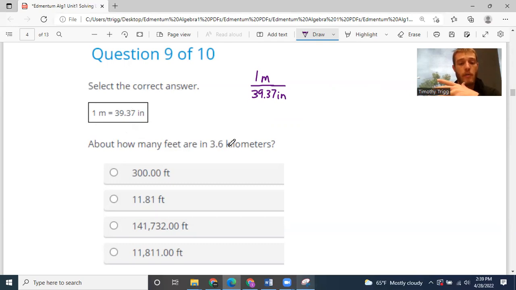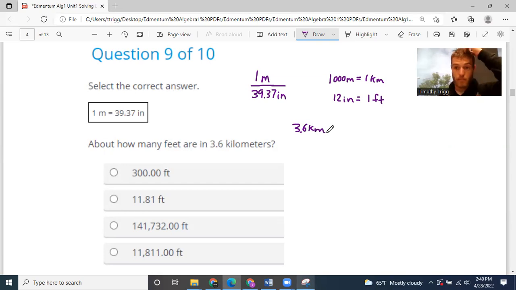So a couple of other things we need to know here is that 1,000 meters is 1 kilometer. We also need to know how many inches are in a foot. So 12 inches is 1 foot. Okay. So we have 3.6 kilometers, and we want to change that into feet.